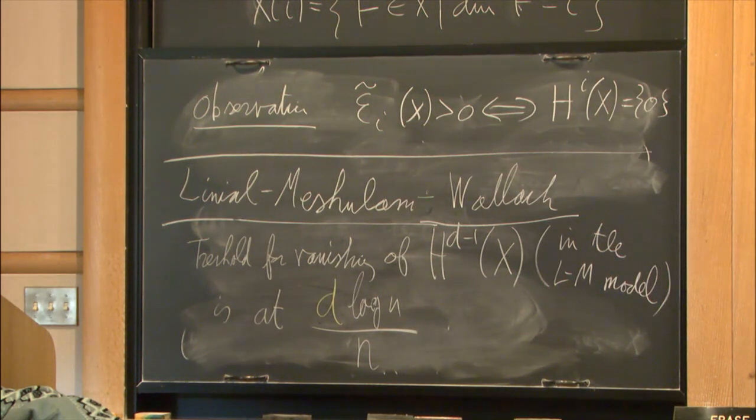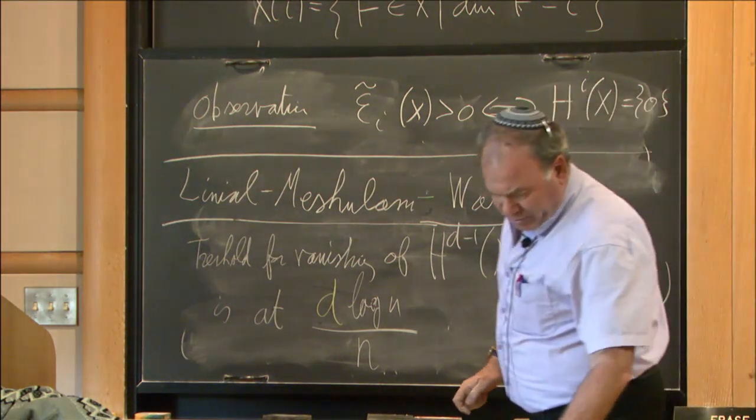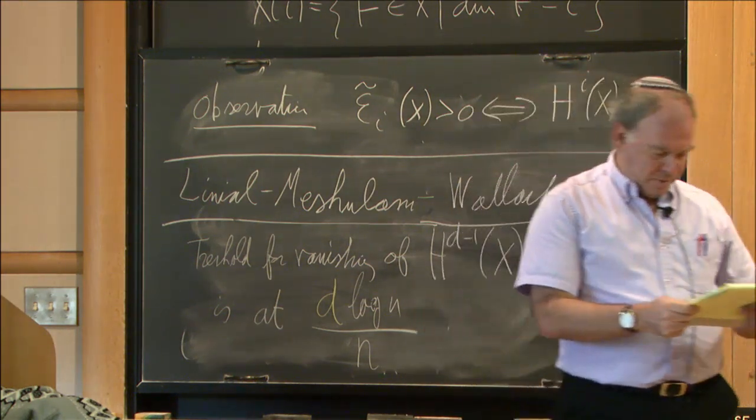Let's continue, and then we will define epsilon. So maybe let's define first: we have a d-dimensional pure simplicial complex. For every face f in X, let's define the weight of f. So we have to normalize things properly.